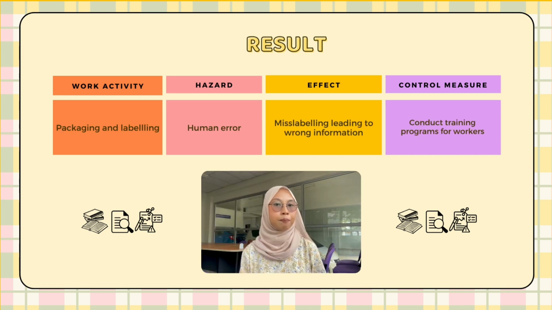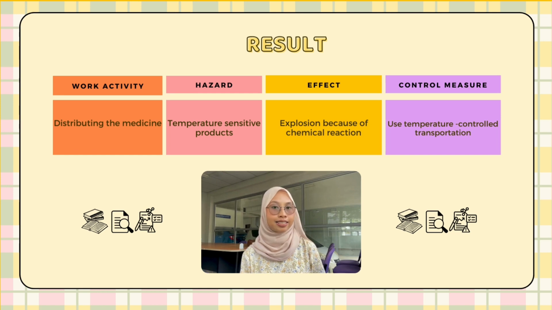Employees handling packaging and labeling are susceptible to human error, which could result in incorrect information being labeled. They must therefore perform quality control inspection. It is suggested that staff get training in order to avoid this. And lastly, distributing the medicine puts the worker at danger from temperature-sensitive products, such as explosion because of chemical reaction with high temperatures. Based on the risk of 12 that we observe, it is recommended to implement transportation that can control the temperature in order to mitigate this medium risk.